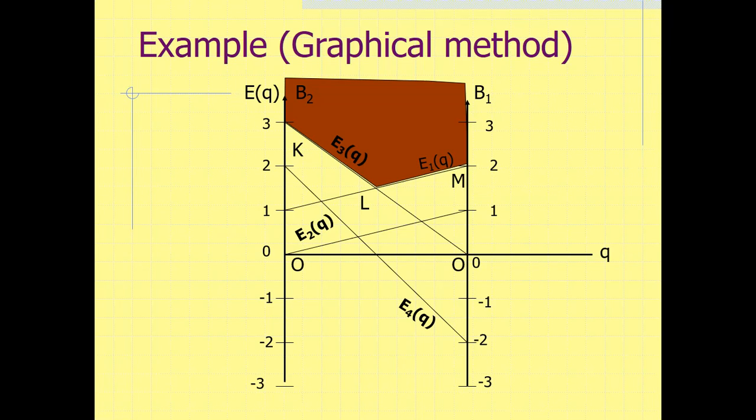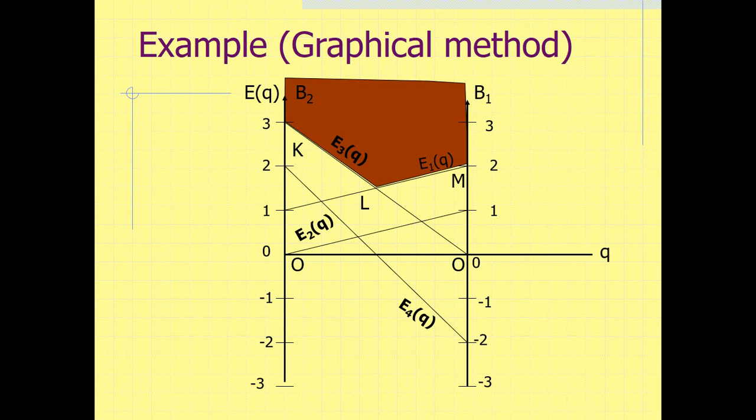And select the value of Q in such a way that he gets the minimum of his maximum expected payoffs. The upper boundary of the lines E1, E2, E3 and E4, that is the upper envelope, will give the maximum expected payoffs, and the lowest point on this upper envelope will then give the minimum value of the maximum expected payoffs.